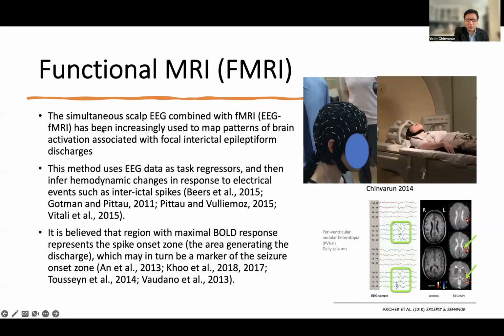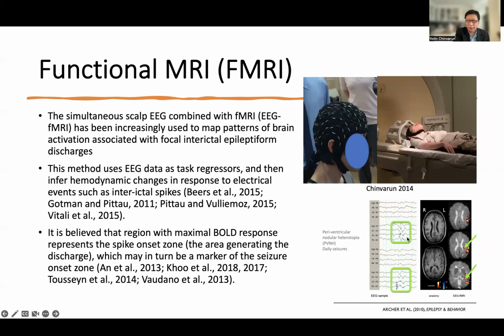Also, another technique is fMRI together with EEG, which we call EEG-fMRI, which has been increasingly used to map patterns of brain activation associated with focal interictal epileptic discharges, deviations on the EEG, recorded during the MRI scan. The method uses the EEG data as the task regressor and then infers hemodynamic change in response to electrical events such as the interictal spike. It is also believed that the region of maximal BOLD response represents the spike onset zone, which may turn out to be a marker of the seizure onset zone.